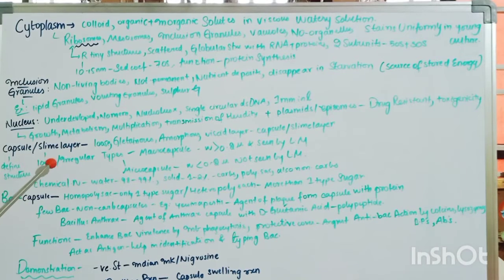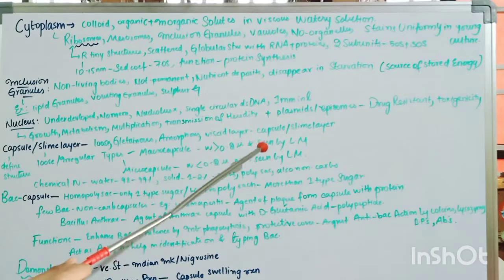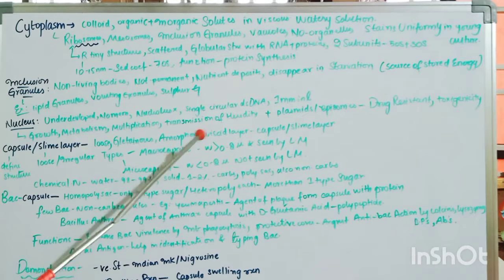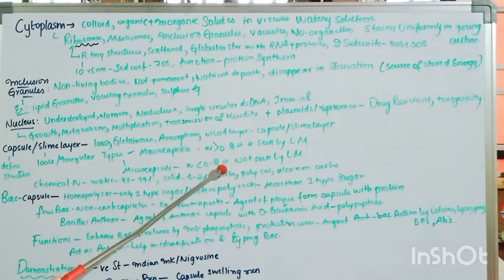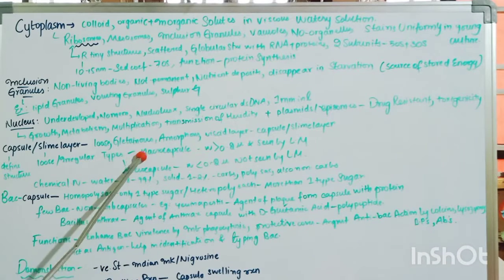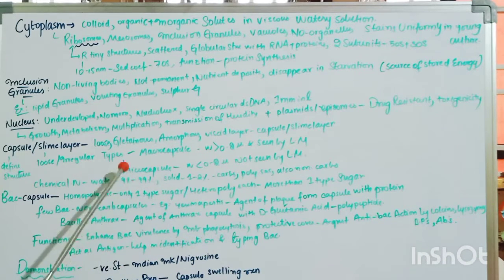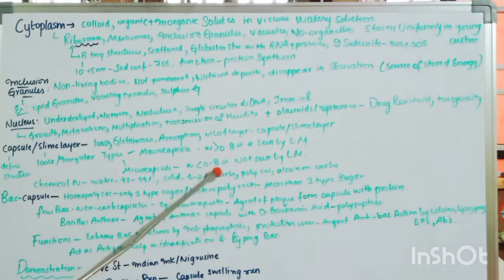The slime layer is loose and irregular, and the capsule forms a definite structure. These are loose, gelatinous, amorphous and viscid layers. The types are macrocapsule and microcapsule. Macro means the width is greater than 0.2 microns and it is seen by light microscope. Macro means big, so seen by light microscope. Micro means small, so the width is less than 0.2 microns, not seen by light microscope.